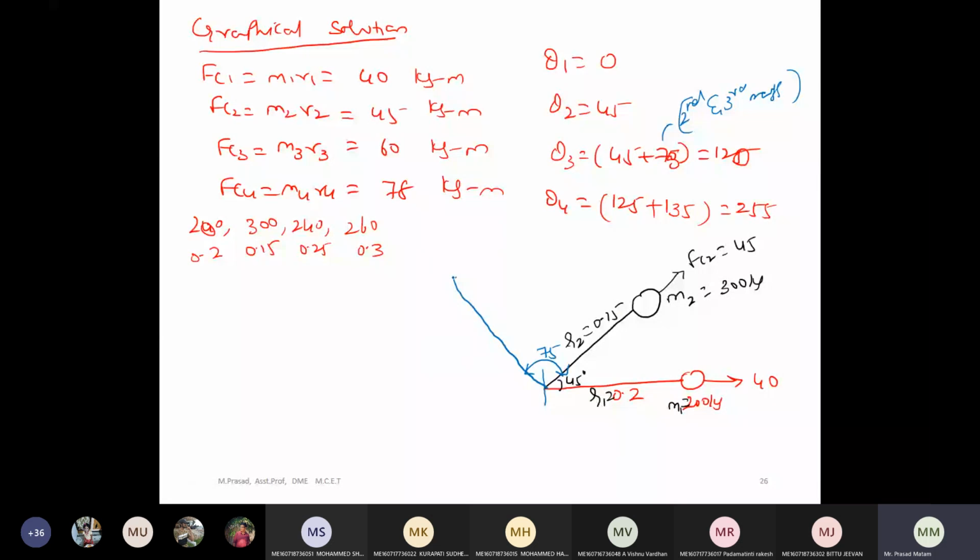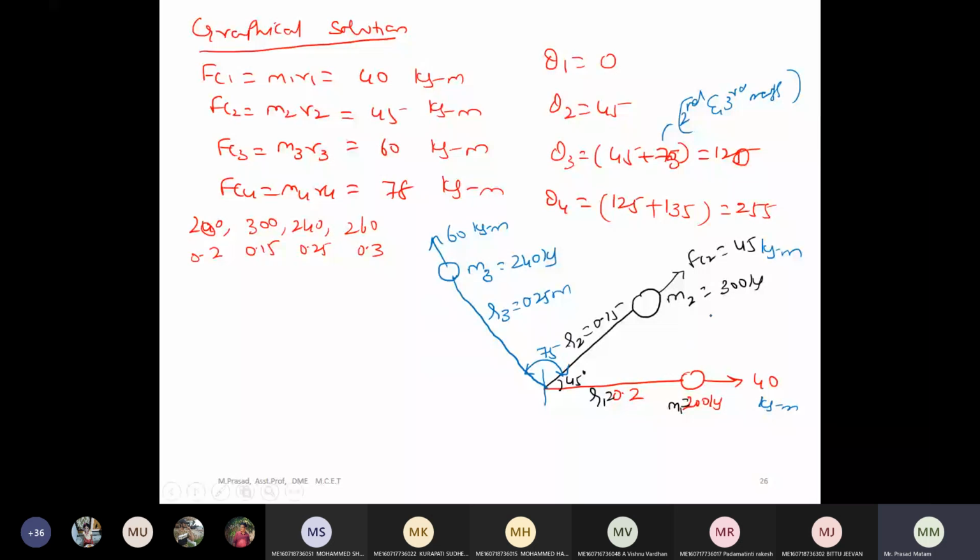Now this is the position of the mass 3, which equals 240 kg at radius R3 0.25 meter. This generates a centrifugal force of M3 into R3, that is 60 kg meter. This is 45 kg meter. This is 40 kg meter.